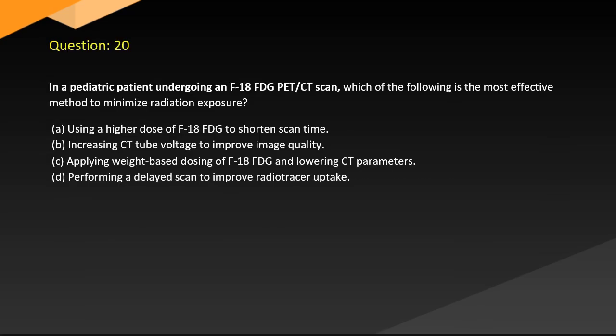Question 20. In a pediatric patient undergoing an F18-FDG PET scan, which of the following is the most effective method to minimize radiation exposure? A. Using a higher dose of F18-FDG to shorten scan time. B. Increasing CT tube voltage to improve image quality. C. Applying weight-based dosing of F18-FDG and lowering CT parameters. D. Performing a delayed scan to improve radiotracer uptake.